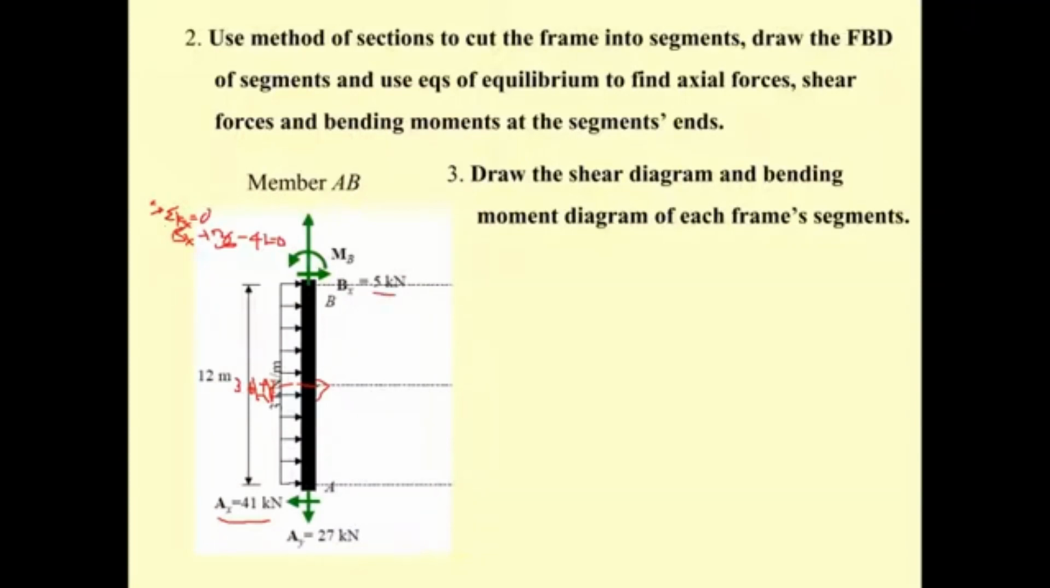And then you do the summation of F sub y equal to 0. And then you have this one for the B sub y is up. Okay, and the B sub y is easy to find. B sub y is up 27. We got A sub y downward because it's minus, right? So B sub y is going to be equal to 27 kilonewton.